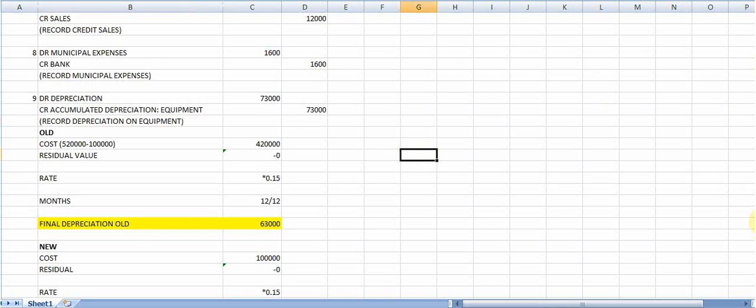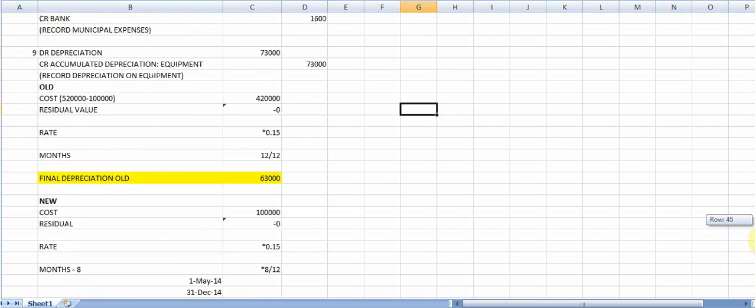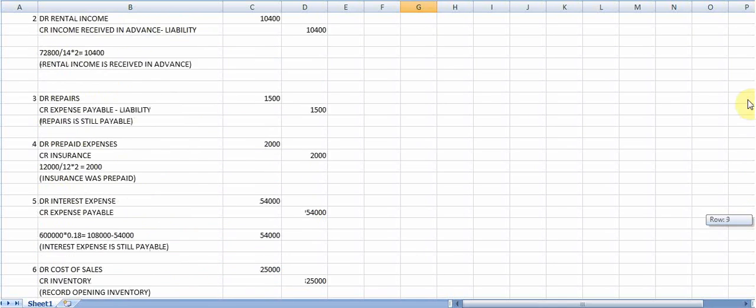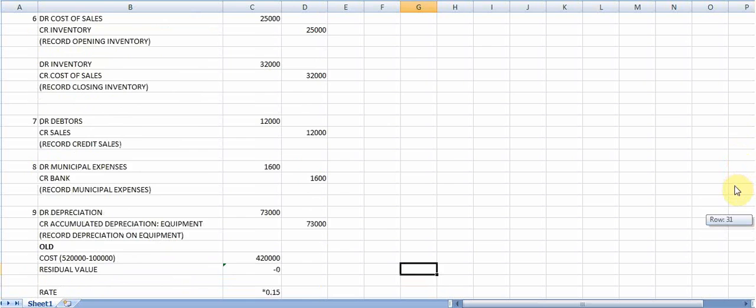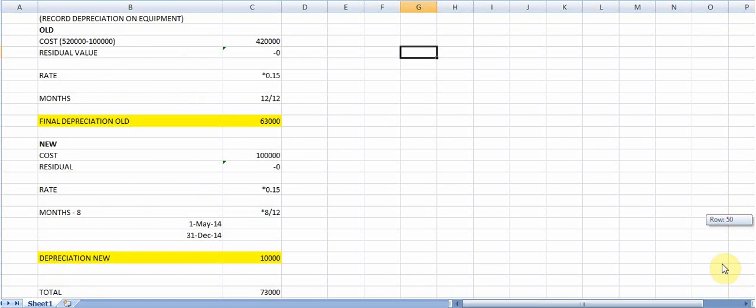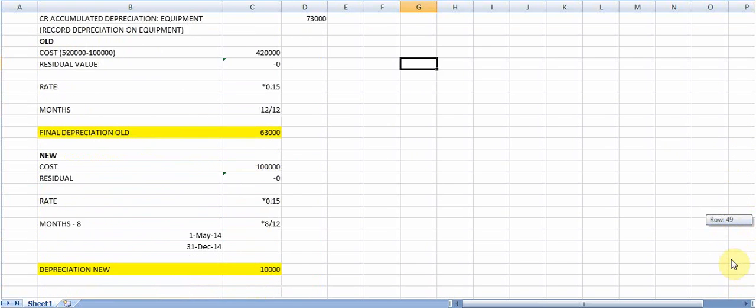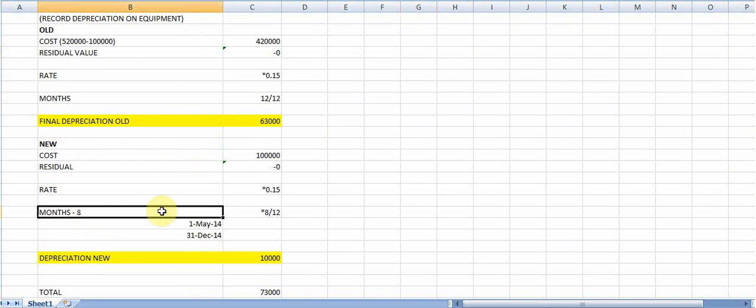Alright, that was then the general journal entries for this question. What to debit, what to credit. I just wanted to again present the depreciation as well. Make sure that you count the months, etc.